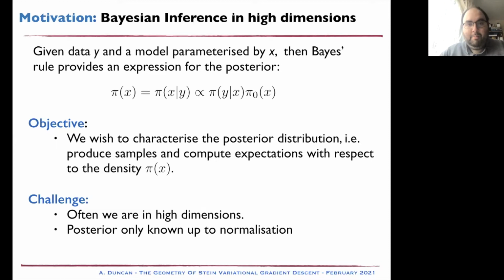The probably most familiar motivation is that of Bayesian inference in high dimensions. It's the usual setup. Suppose we have some data y and we have some model for that data parameterized by some unknown parameter, say x. Then if we have access to a likelihood for y given x, and we impose a prior on the unknown parameter x, then of course Bayes' rule gives us an expression for the posterior distribution.